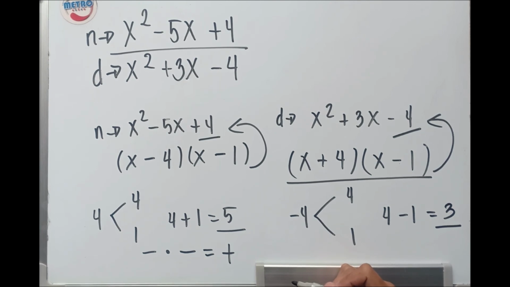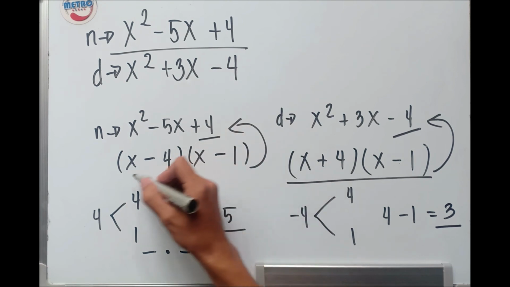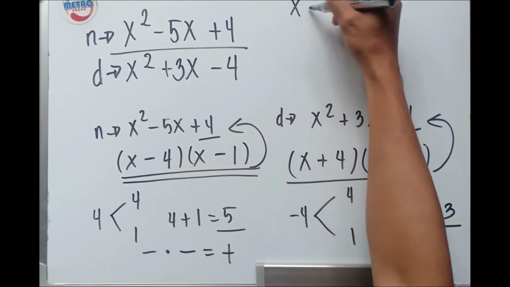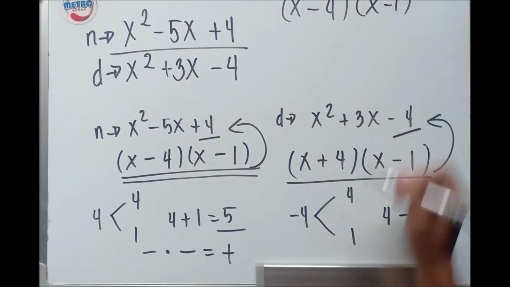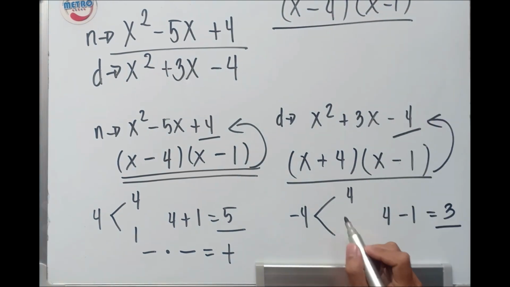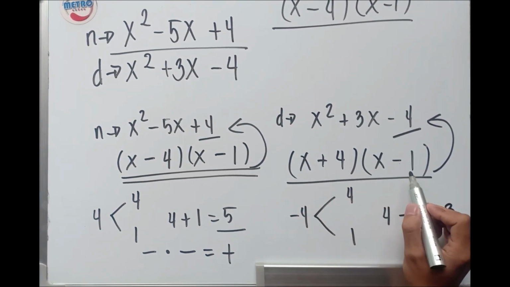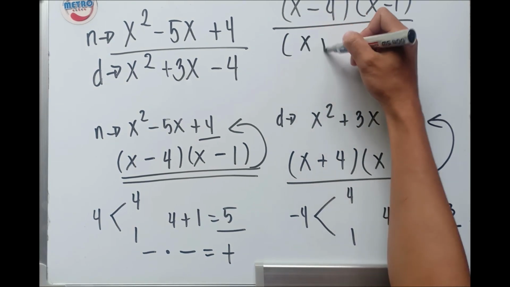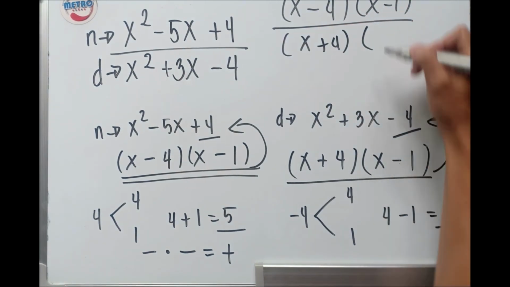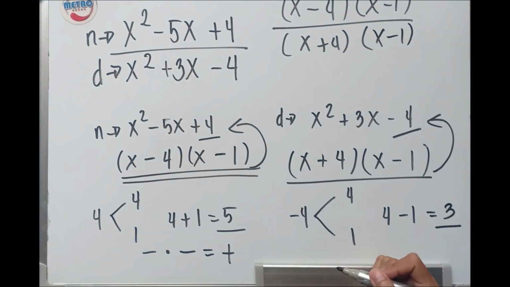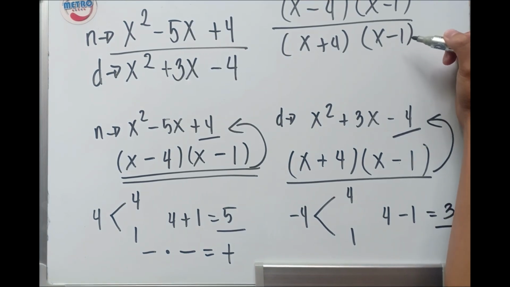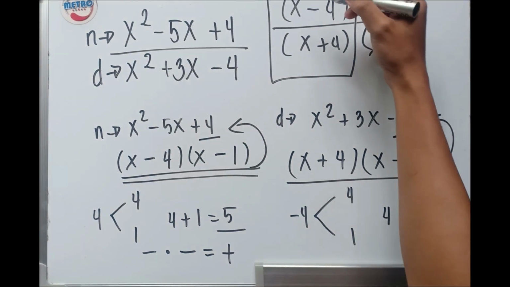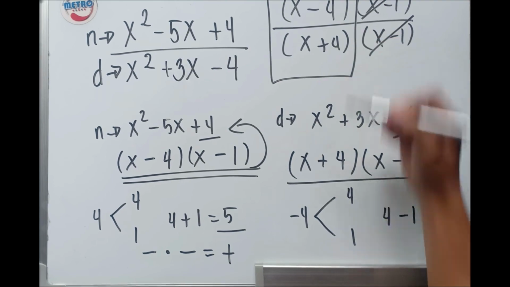Then, let us rewrite the two given factors. So we have x minus 4 times the quantity x minus 1 over, we have to copy this, this will be our denominator, x plus 4 times the quantity x minus 1. If you notice, these two are the same. Then, we can cancel x minus 1. Then, the answer will be x minus 4 over x plus 4.